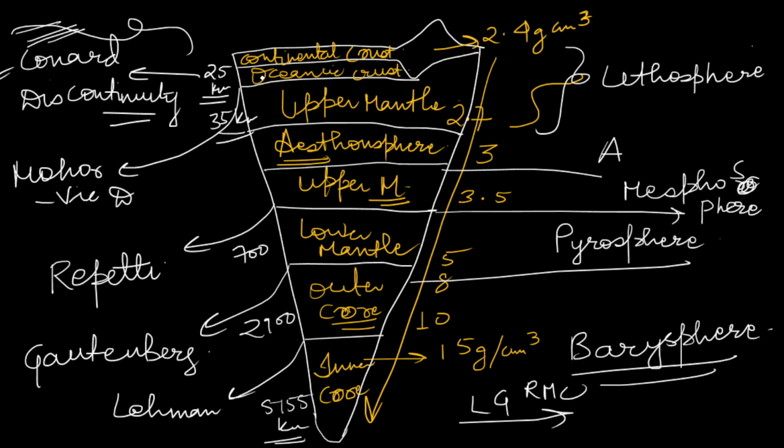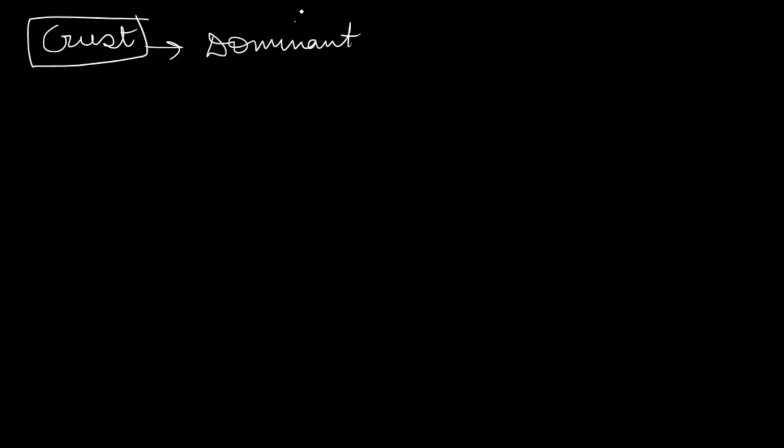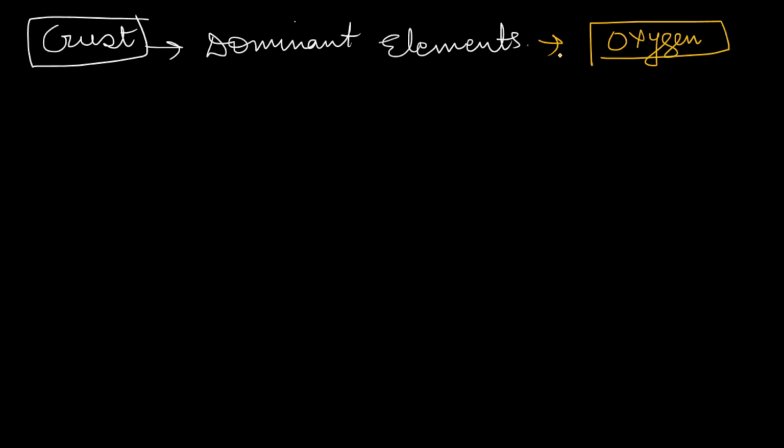So this was about discontinuities. Now let's see in detail about different layers. So the first important layer is the crust. There are various elements in the crust. We will see the dominant elements. So I am writing the name of elements. The most dominant element in the crust is oxygen. Do remember, it has been asked several times.